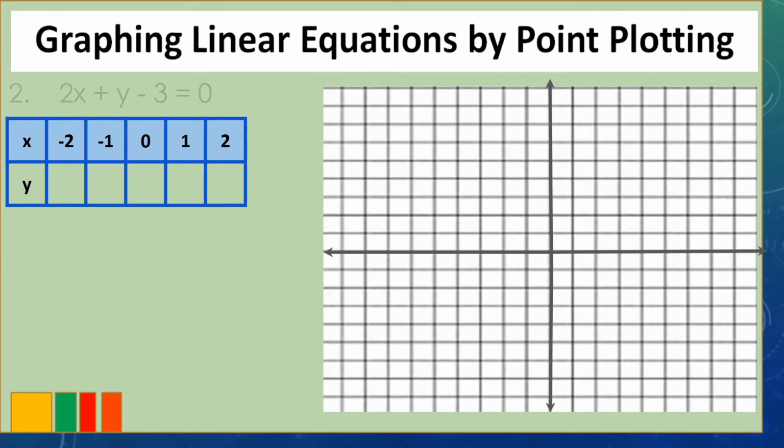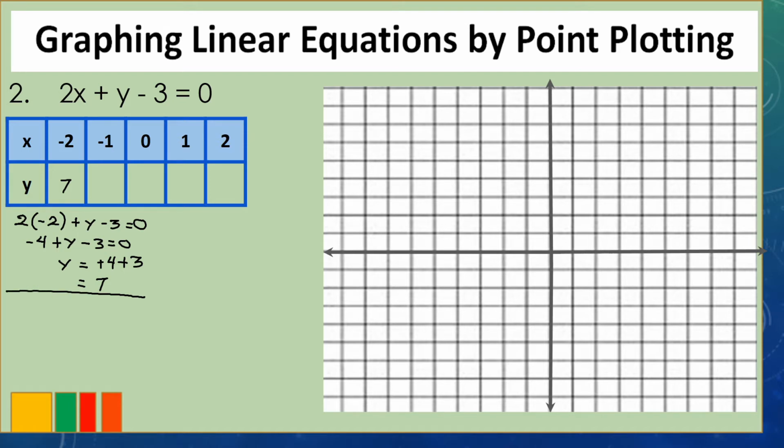Let's have our next example. Number 2, 2x plus y minus 3 equals 0. Find the value of y for the first ordered pair. So change x into negative 2: 2 times negative 2 plus y minus 3 equals 0. That will be negative 4. Now to solve for the value of y, use the addition property of equality. So we need to add positive 4 and positive 3 on both sides of the equation. It will be plus 4 plus 3, and therefore y is equal to 7.